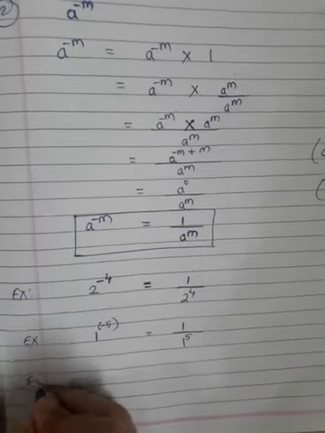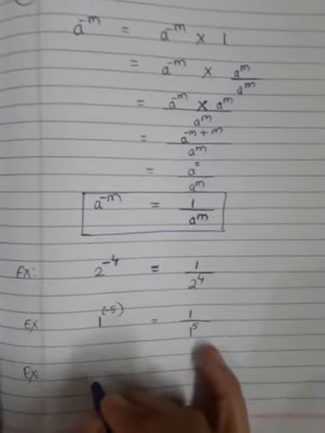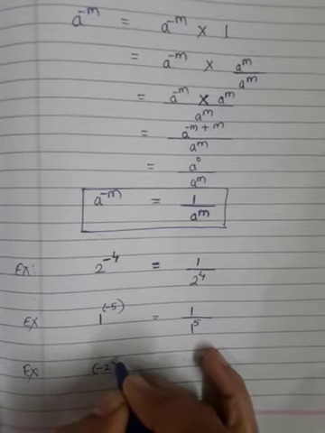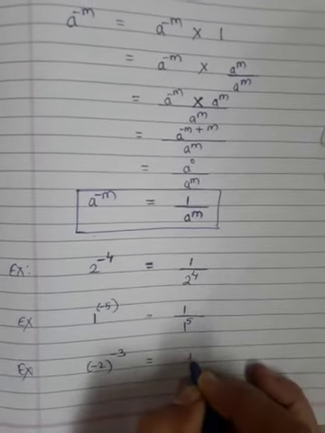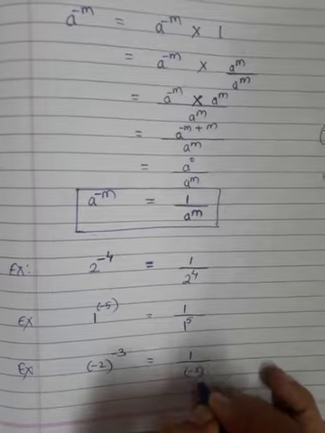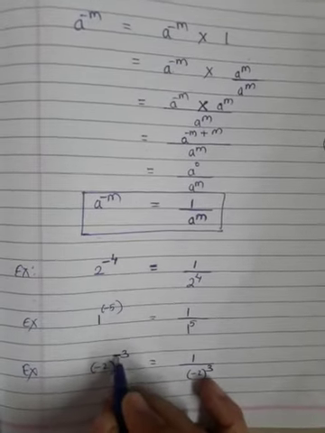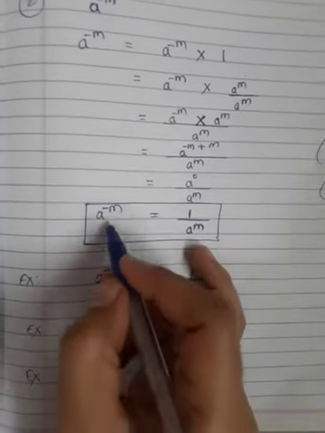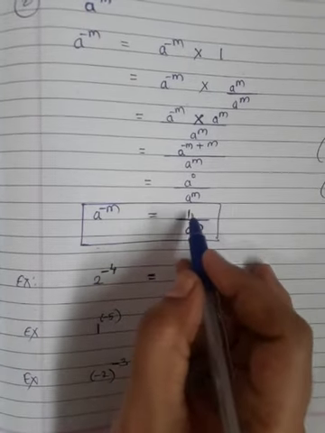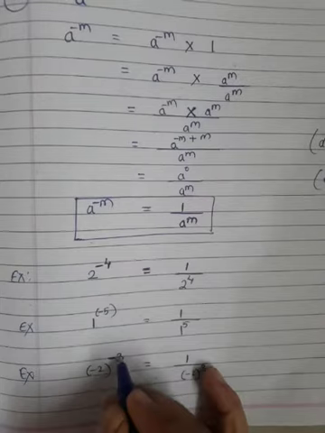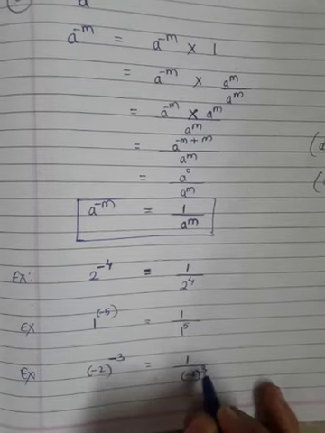Okay, see one more example. Minus 2 raised to minus 3 means 1 upon minus 2 raised to 3. So whenever there is a negative power, we can write it in terms of a positive power. So a raised to minus m is nothing but 1 upon a raised to m. So minus 2 raised to minus 3 means 1 upon minus 2 raised to 3.